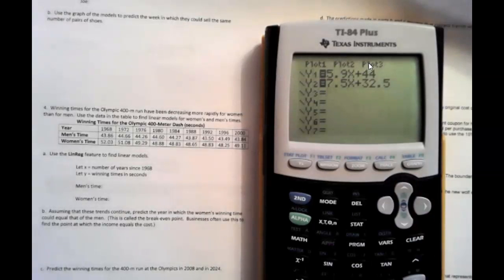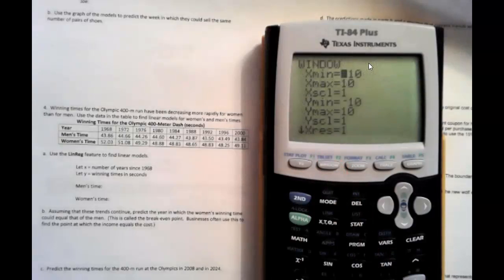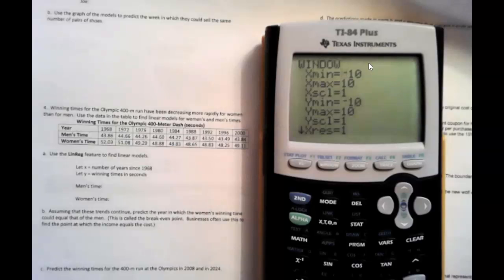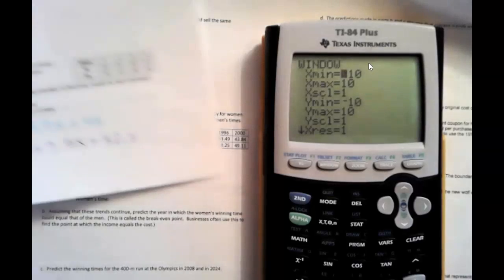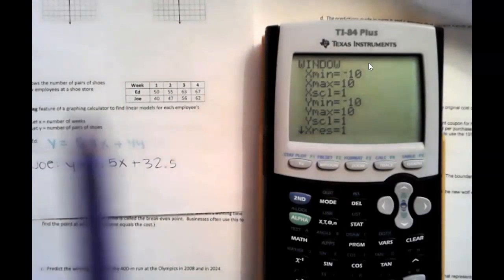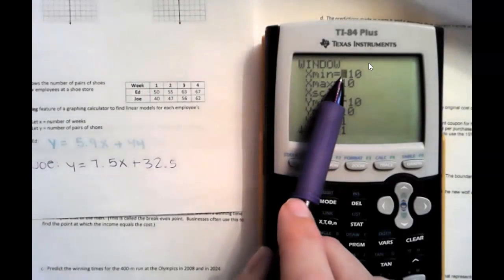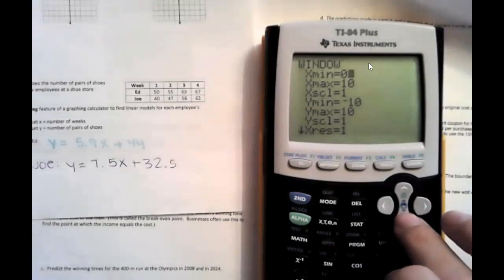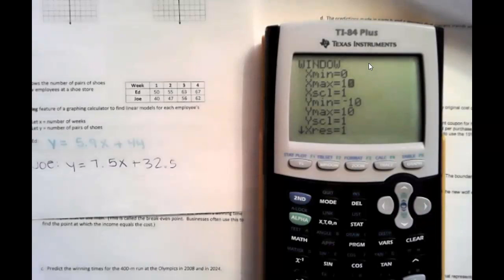We're going to think about our data for a minute here. So you're going to go to Window. A window of -10 to 10 isn't really good for this set of data because our data in terms of weeks, you're not going to have negative weeks. So we're going to go to week 0. And maybe we'll go out just a little further than 10. Maybe let's go to 15. Better to be out a little too far than stay in too close.